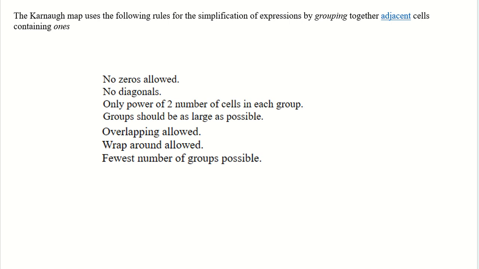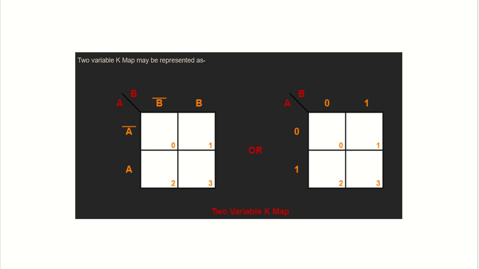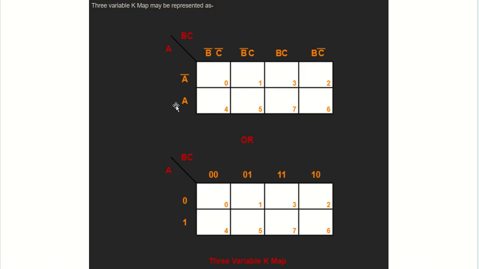Now we'll see how they are represented. A two variable K-map is represented like this because two variable means 2 power 2, so totally 4 cells: 0, 1, 2, 3. So it's represented like this or this. In sums we will mostly be using this format. It can also be represented like this. Next we have the three variable K-map: 0 1, 0 0 0 1 1 0 1 1, a b c.